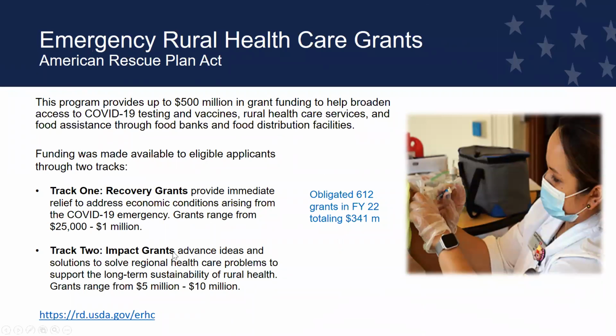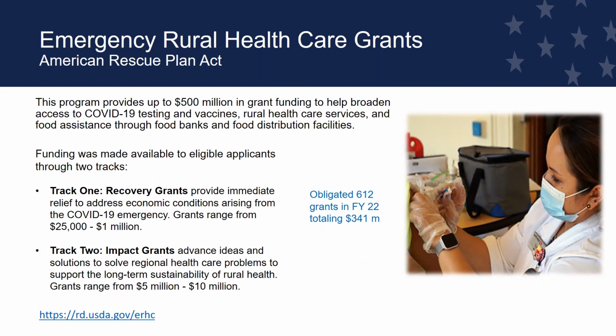One of the extra large groups of funding that we were given recently was under the American Rescue Plan Act, emergency rural healthcare grants. We advertised that through the Federal Register notice back in October of 2021 and have been processing grants since then. We had $325 million available through the Track 1 grants, and those grants went up to $1 million. And right now we have just over $50 million of that funding that remains available.